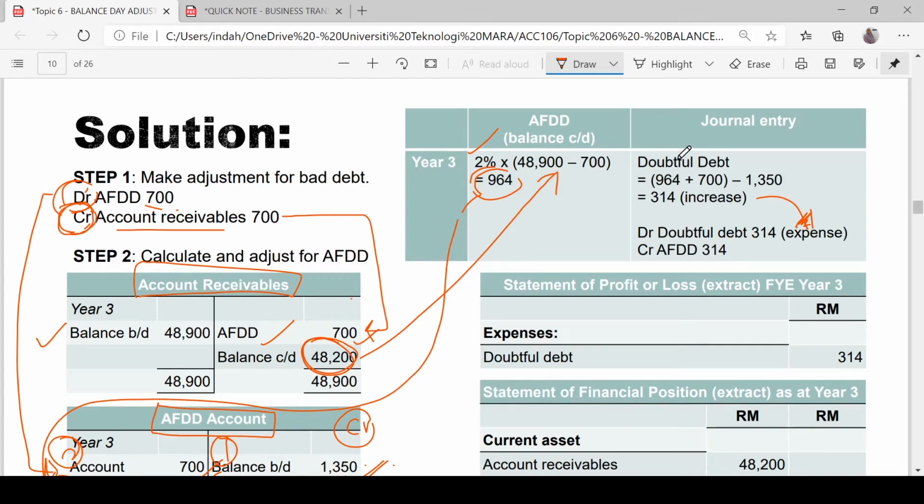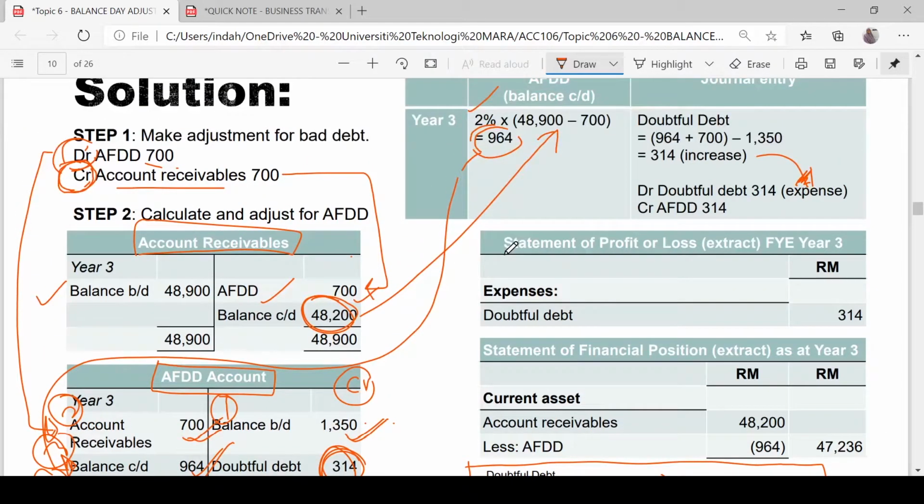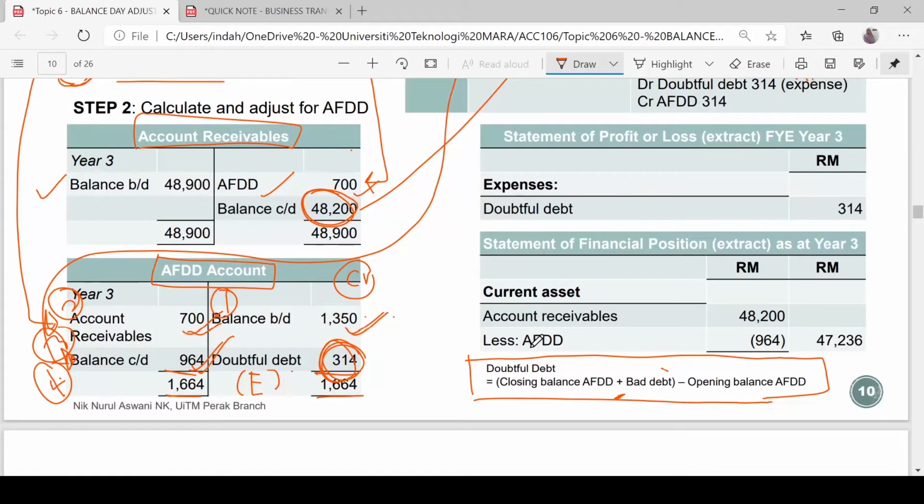So how do we show this in the statement of profit or loss and the statement of financial position? In the statement of profit or loss, because we have identified this as an expense, we show it here under expense, doubtful debt. Whereas for balance CD, we are going to show it here in the statement of financial position, under the category of current asset.